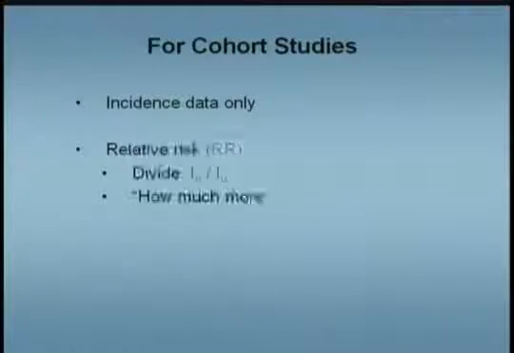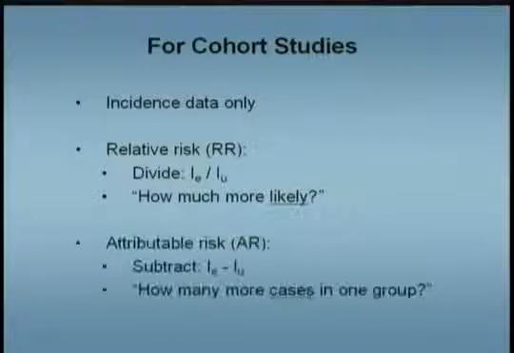The two analytic techniques I want you to be familiar with are first, relative risk, and secondly, attributable risk. Attributable risk is also known by the term absolute risk reduction. That's basically a synonym. Attributable risk, absolute risk reduction, they're essentially the same thing here.